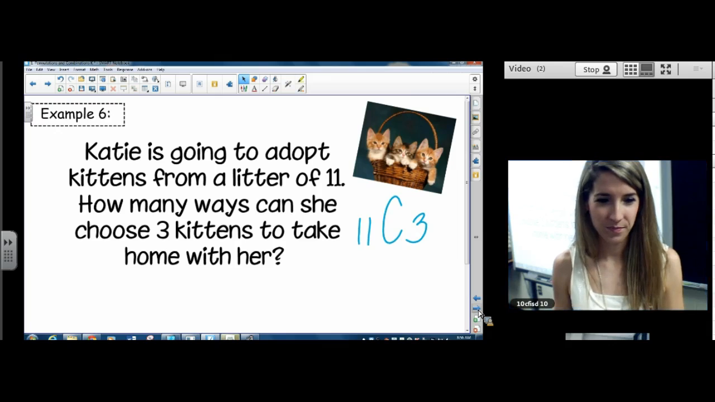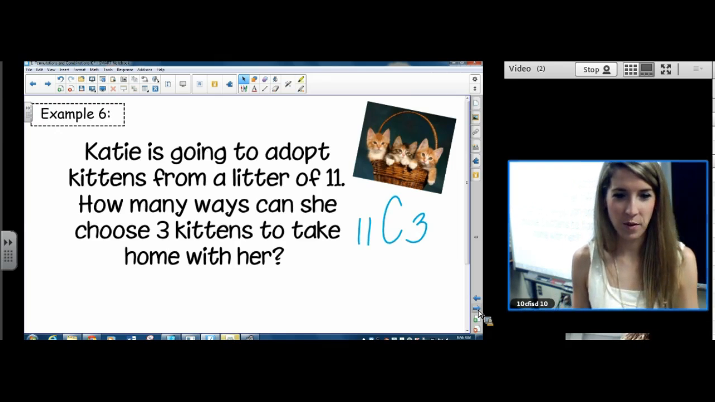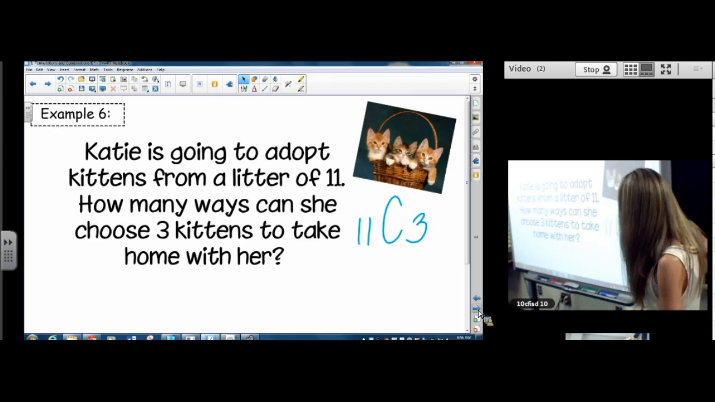Can I move on? They look like Boots from Puss in Boots. She's going to pay for them.